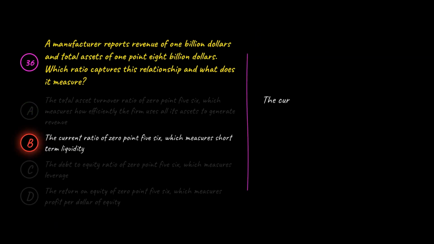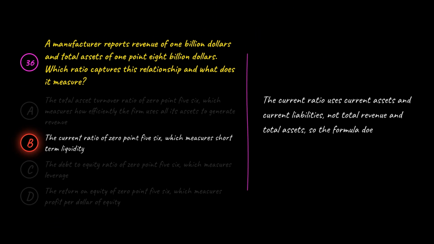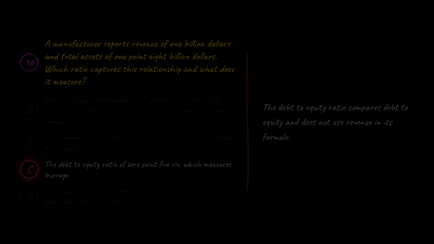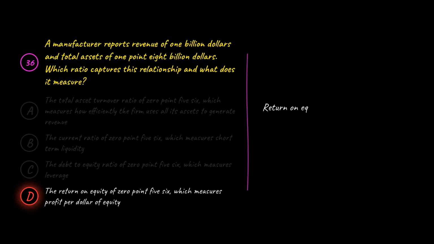B is wrong because the current ratio uses current assets and current liabilities, not total revenue and total assets, so the formula does not match. C is wrong because the debt-to-equity ratio compares debt to equity and does not use revenue in its formula. D is wrong because return on equity uses net income divided by equity, not revenue divided by total assets.